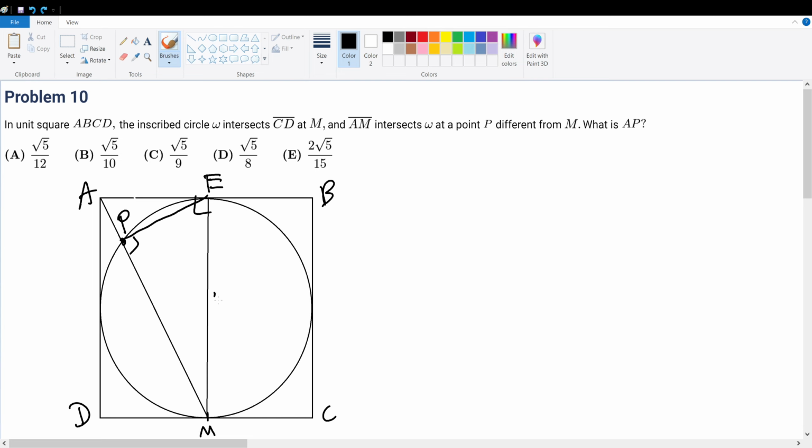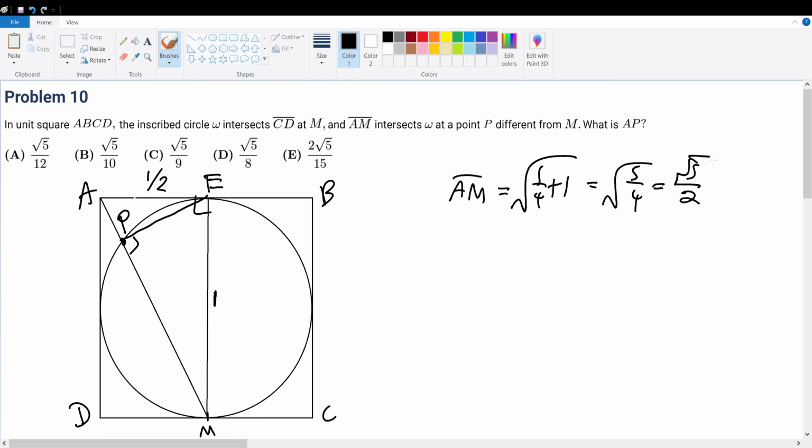So in other words, if I were to draw it out much more nicely and label it, this will be equal to 1. We know AE is equal to 1/2, right? And if AE is equal to 1/2, we know what AM is. AM is equal to the square root of 1/4 plus 1, which is equal to the square root of 5 over 4, which is equal to the square root of 5 over 2. So that is equal to AM. And with that information, we have enough information to solve the rest of the lengths.